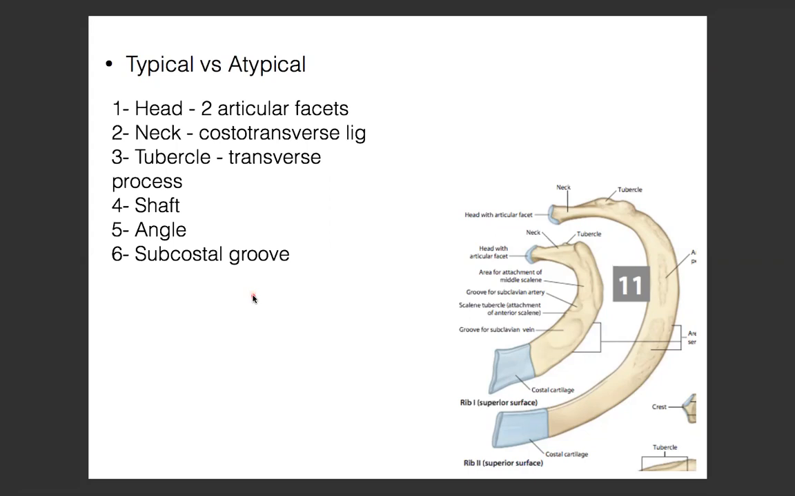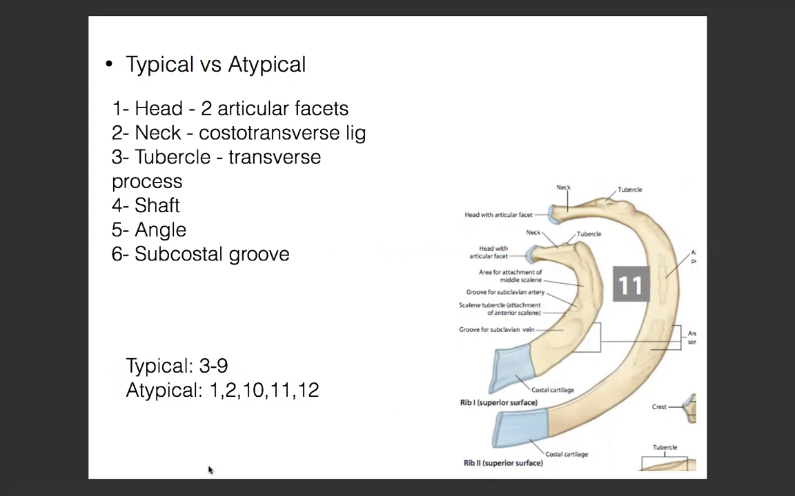So if the rib has all of these 6, we'll call it a typical rib. If the rib has any of these missing or one thing that's extra, it'll be called an atypical rib. So the typical ribs are ribs number 3 to 9. So 3 to 9 are typical. The atypical are 1, 2, 10, 11, and 12.